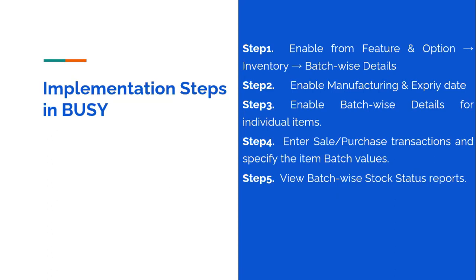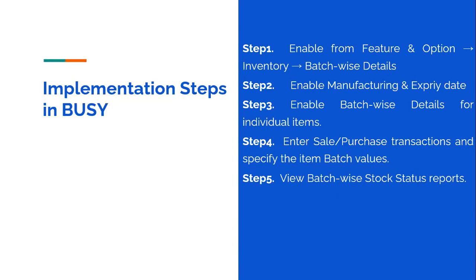Now step 3 is enable batch-wise detail for the individual items. Like if a company is dealing with varieties of items, like pharmaceutical products and also garment products. So in that case, in a single company, we can define batch number at the item master level. Means we can select a particular item where we want to enable the batch. So we can enable the batch on the particular item master level.